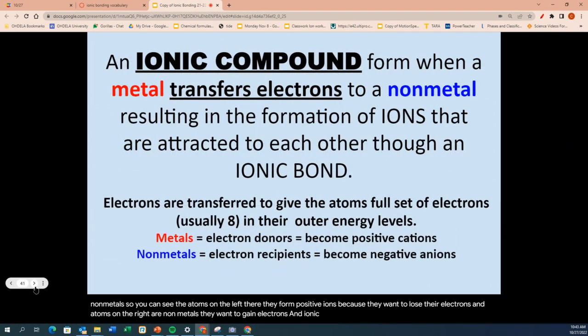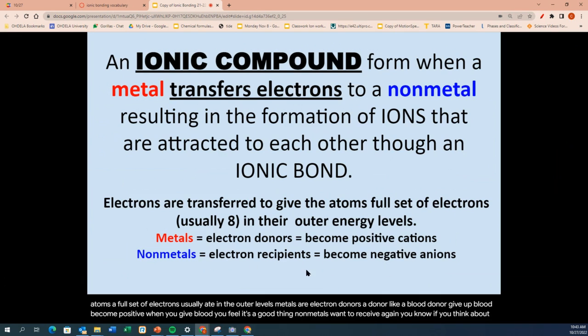An ionic compound is formed when metals transfer electrons to the nonmetals, resulting in ions that are attracted to each other through an ionic bond. Electrons are transferred to give the atoms a full set of electrons, usually 8, in the outer levels. Metals are electron donors. A donor, like a blood donor, gives up blood. You become positive when you give blood. You feel it's a good thing. Nonmetals want to receive. And again, if you think about blood, you're getting blood maybe because you had an accident or something, so that's a negative thing.